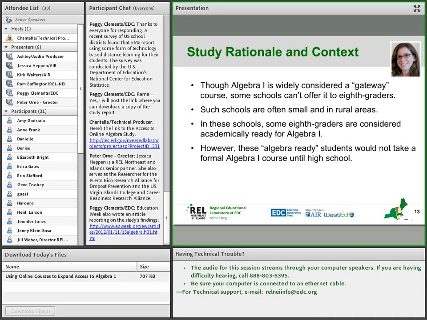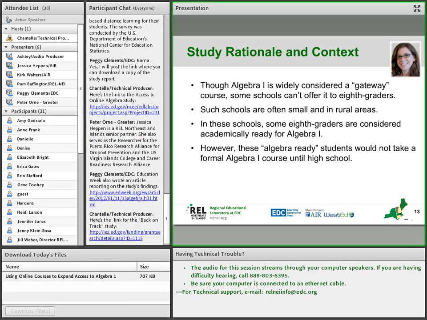Schools that don't offer Algebra I to 8th graders are often small and in rural areas, but of course not always. And in these schools, some 8th graders are considered academically ready for Algebra I, but there may be too few of these students to form a full section of Algebra I. Or there may not be a teacher who can work it out with their schedule or who has the content knowledge to teach Algebra I in 8th grade.